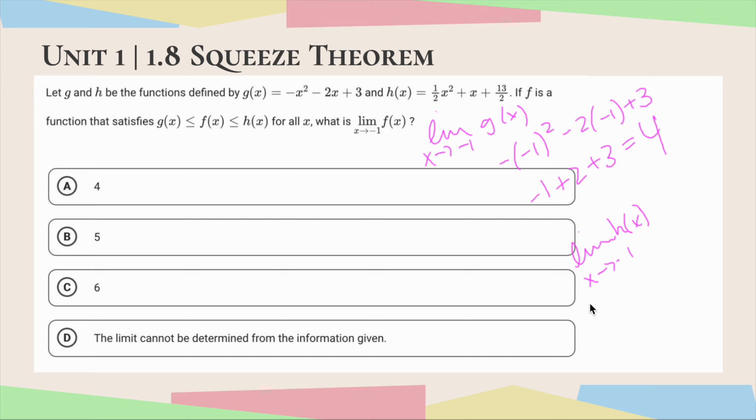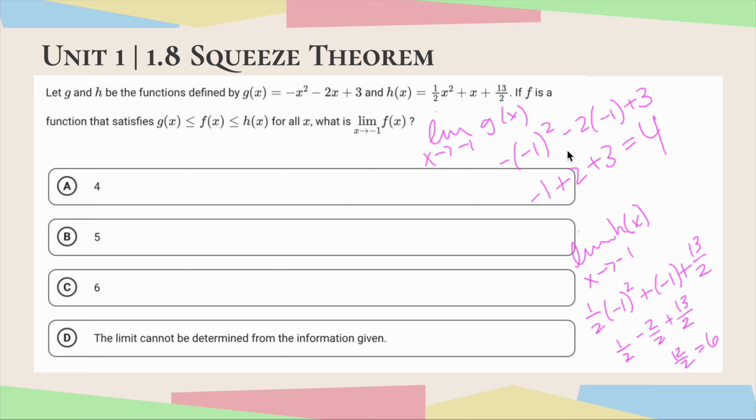Now let's do the same thing for h, and this is the limit as x approaches -1. Direct substitution, I'm going to get 1/2 times (-1) squared plus -1 plus 13 over 2. (-1) squared is 1, so 1/2 plus, I'm sorry, that should be a -1, and I'm going to write that as 2 over 2 to get a common denominator, plus 13 over 2. So now 1/2 minus 2 over 2 gives me -1 over 2, plus 13 over 2 gives me 12 over 2, which is 6.